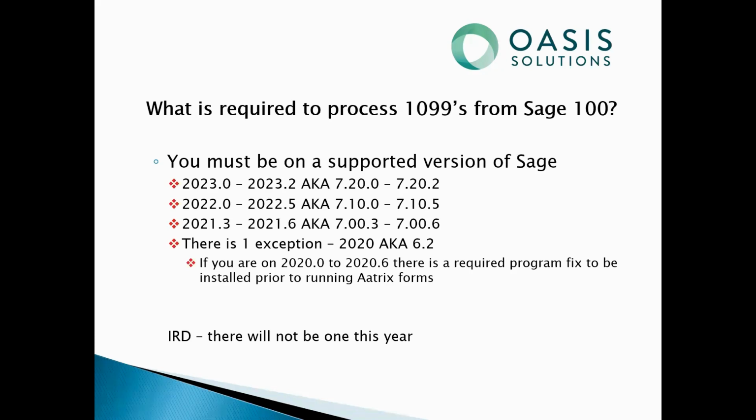And then, as I mentioned a moment ago, even though 2020 is not supported, if you install a program fix, you can generate your 1099s out of Atrix. Okay, and you'll notice down at the very bottom, it says IRD. There will not be one this year. Most years, there are changes that require something to the programming in order to get the information processed inside Sage 100 and transferred to the Atrix processing. But we don't have one this year. So that is good news. Yay.